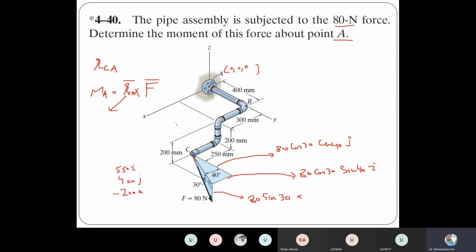So again, now you can also get this in vector form because you know this one and this one. So simply the position vector is 550 i plus 400 j minus 200 k. Just take the cross product, that will give you the value of the moment, right? So let me erase this.